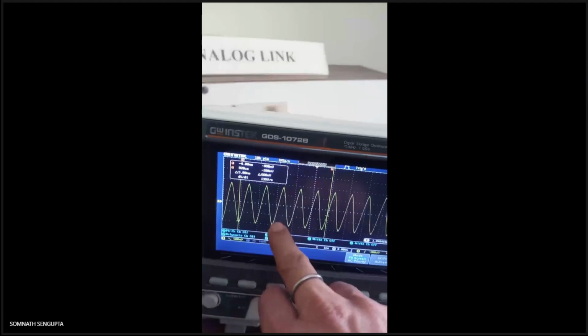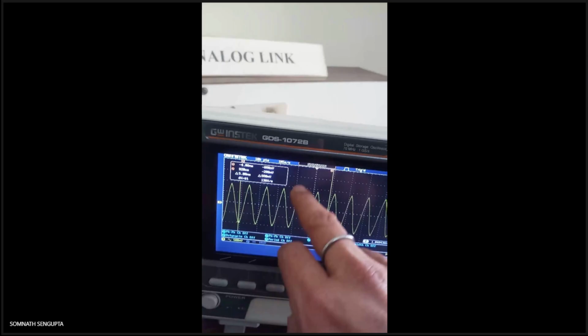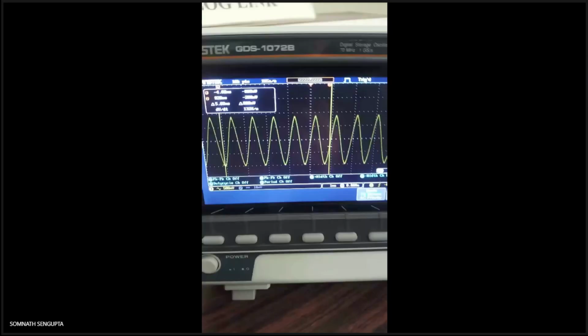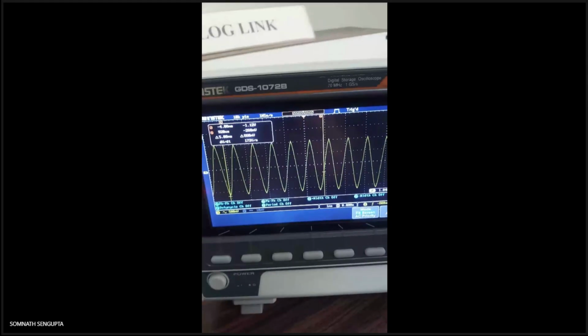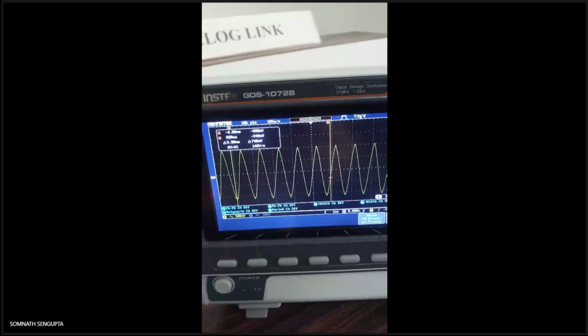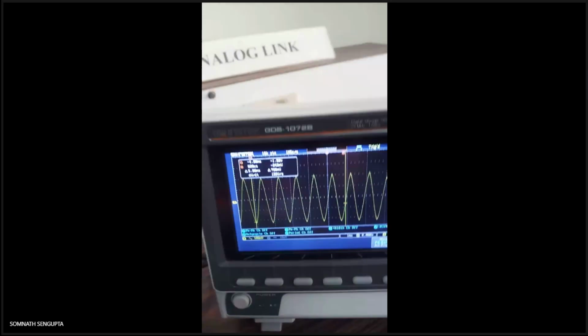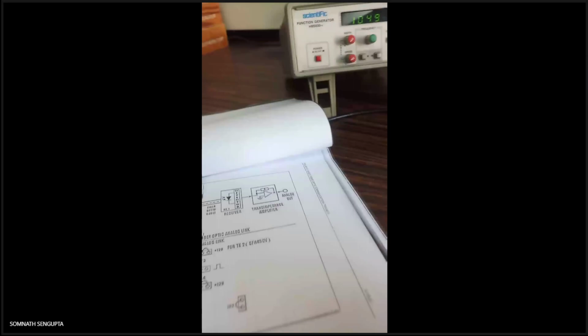that is size of one block. So 1, 2, 3, 4. Total 4 blocks is there. So input is near about... You can slightly increase to make it to 2 volt. Just I'm increasing now. So now it is fixed to 2 volt. So you just note down the input voltage. Okay.